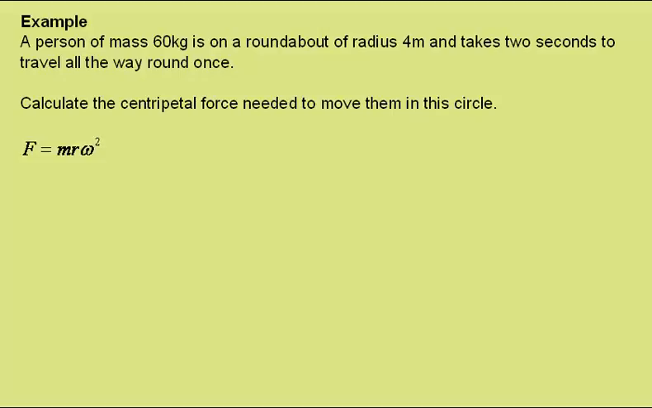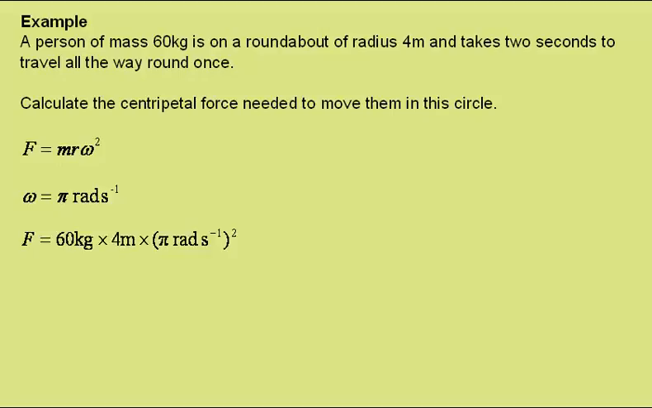Well, for this we need the equation force is equal to mass times radius times angular velocity squared, or F equals mr omega squared, and omega in this case will be pi radians per second. One complete rotation is equal to 2 pi radians, so we are doing half a complete rotation in 1 second.